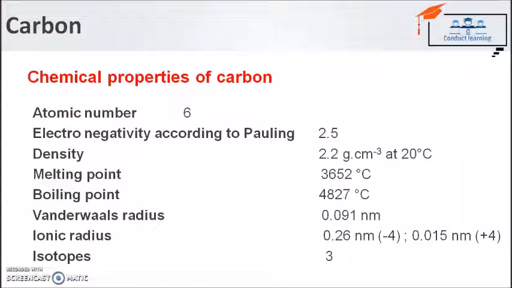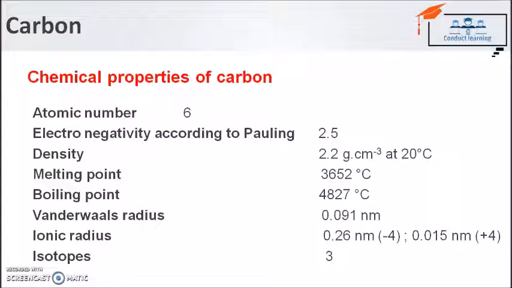If we talk about the density of carbon, density is always defined as mass upon volume. Particularly for carbon, the density is 2.2 gram per centimeter cube at 20 degrees Celsius. After that, the melting point of carbon is 3652 degrees Celsius and the boiling point is 4827 degrees Celsius. The melting point and boiling point of carbon can vary according to its different compounds.